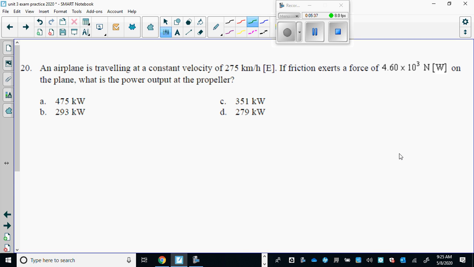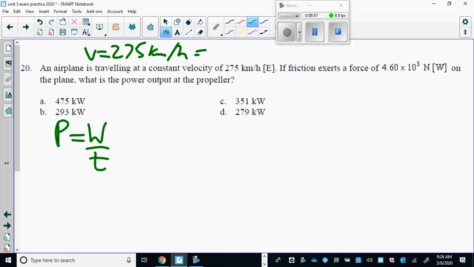So this is again a power question, but it's the question that we derived. We have power equals, let's go over the whole thing. Let's see, what do they give you in this question? They give you a velocity, 275 kilometers per hour, which equals 275 divided by 3.6, which is 0.39 meters per second. So they give you a velocity and they give you force.